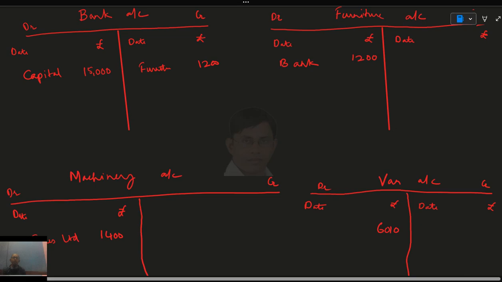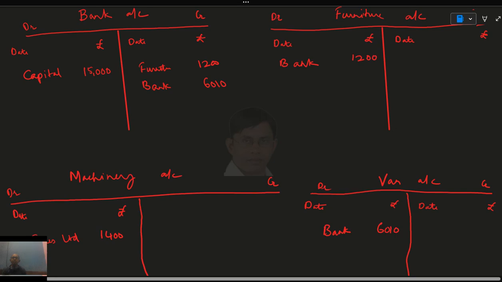And how is it happening? It's hitting the bank account. Money is going out of the bank, so the bank is being credited. The bank account is credited with 6,010. Why? Because money is going out of the bank. The bank balance is reducing. When one asset is increasing, the other asset is decreasing. When an asset decreases, we have to credit it.